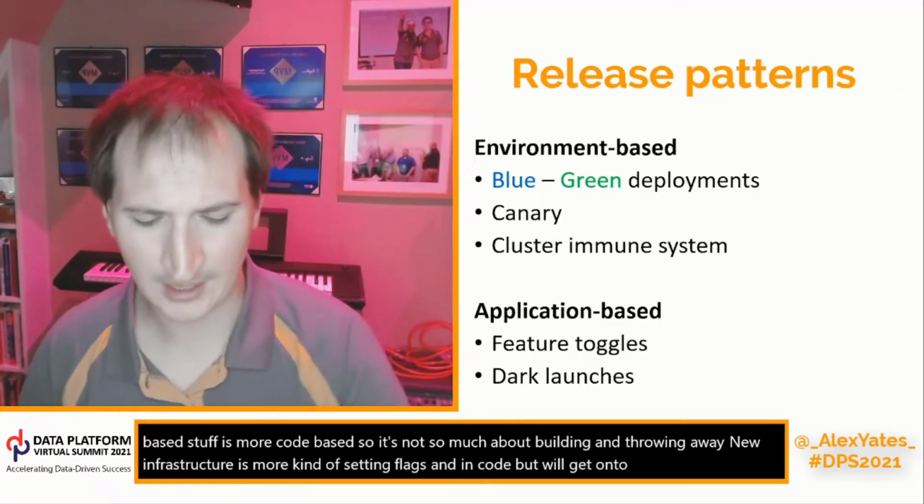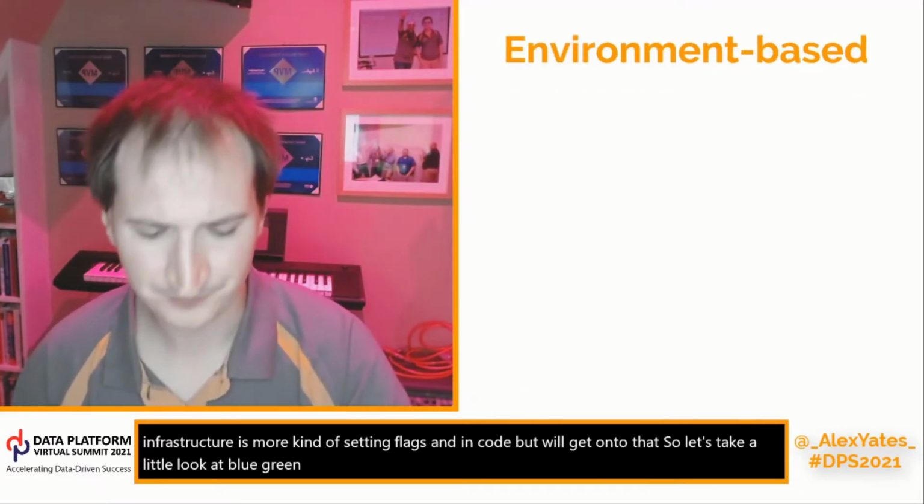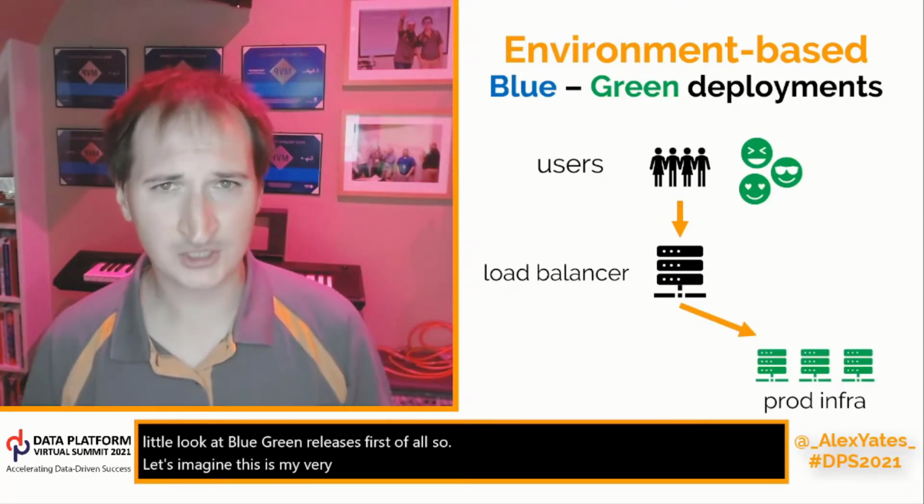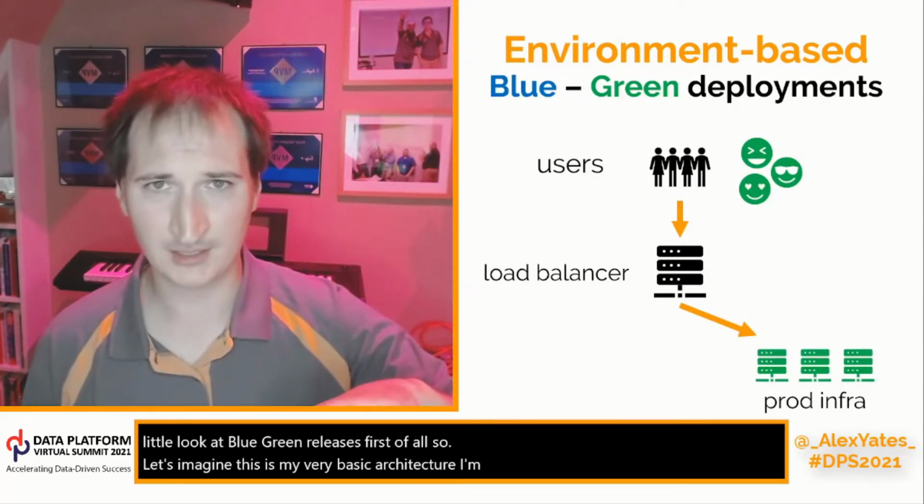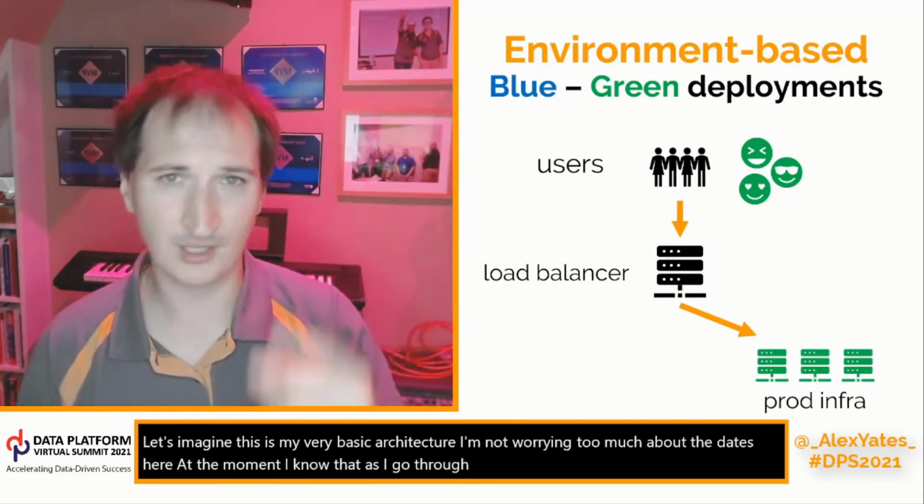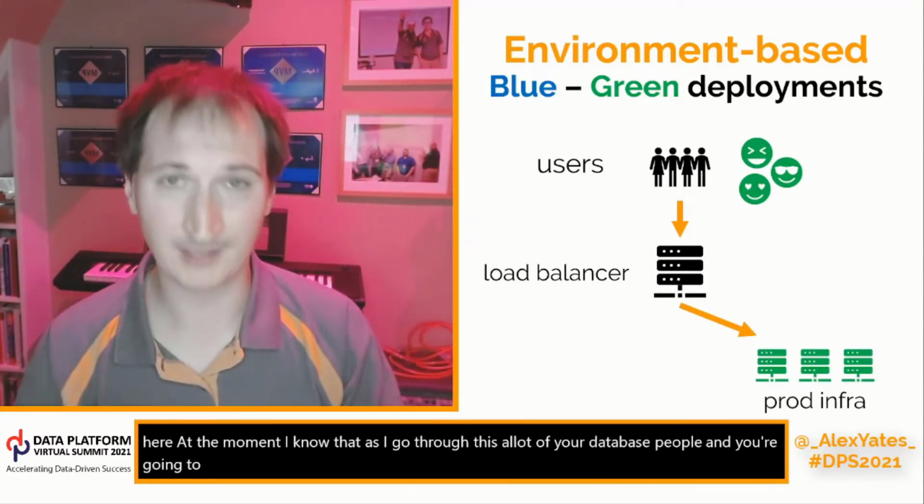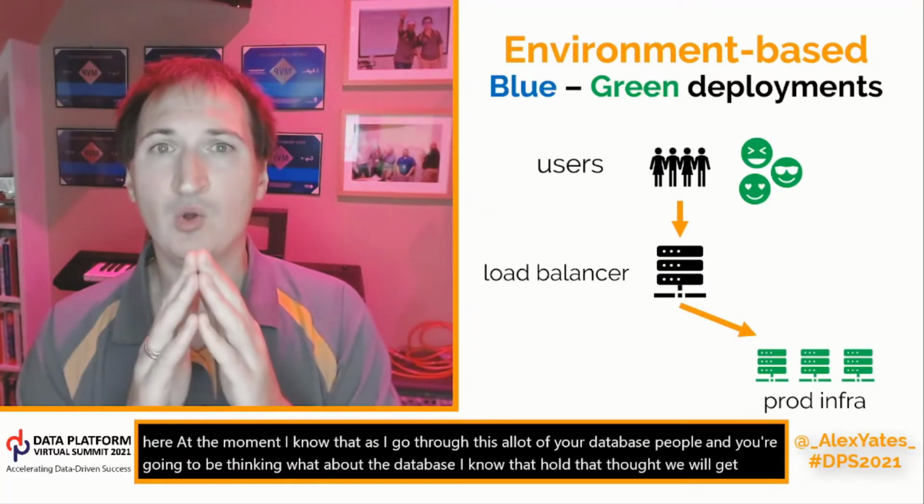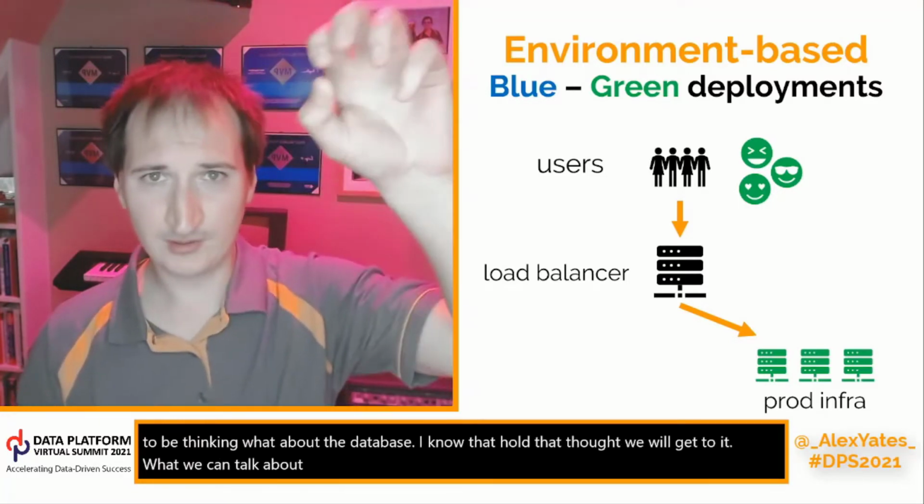So let's take a little look at blue-green releases first of all. Let's imagine this is my very basic architecture. I'm not worrying too much about the data tier at the moment. I know that as I go through this, a lot of you are database people and you're going to be thinking, what about the database? I know that. Hold that thought. We will get to it. What we're going to talk about right now is you've got users.